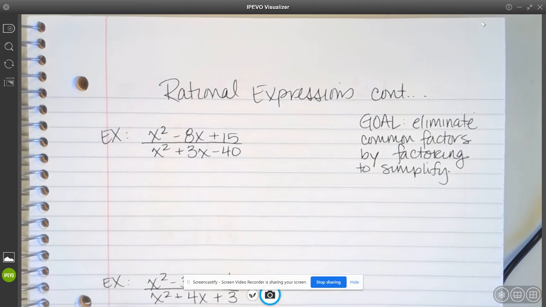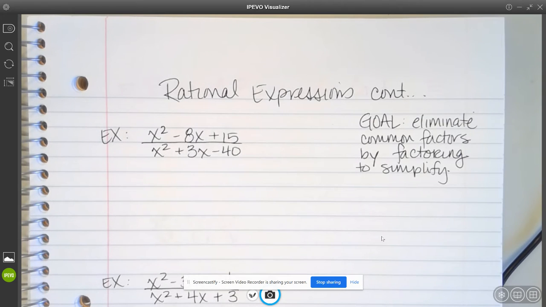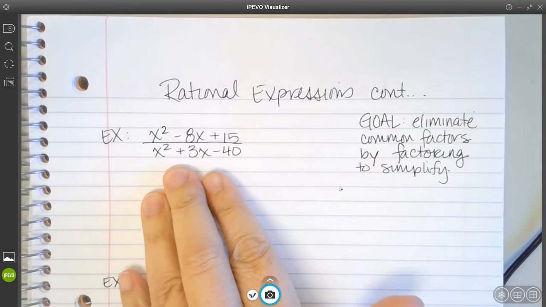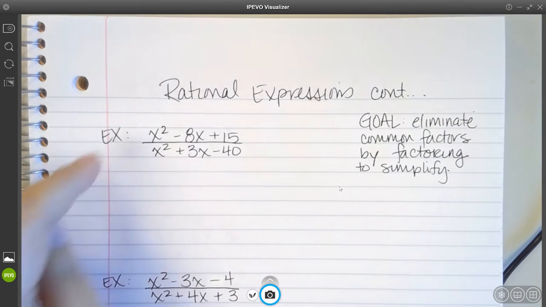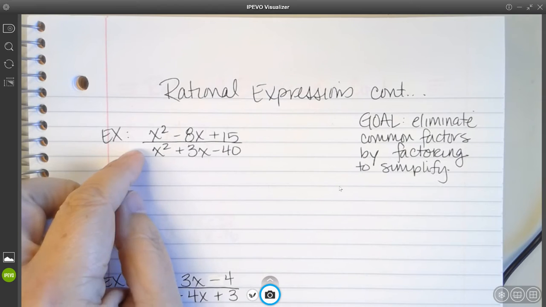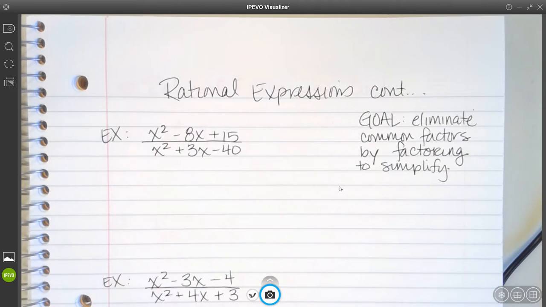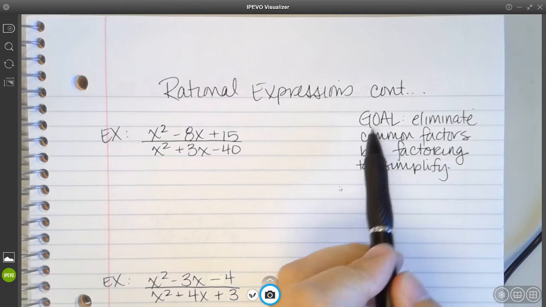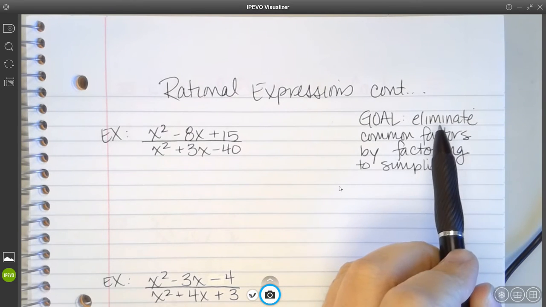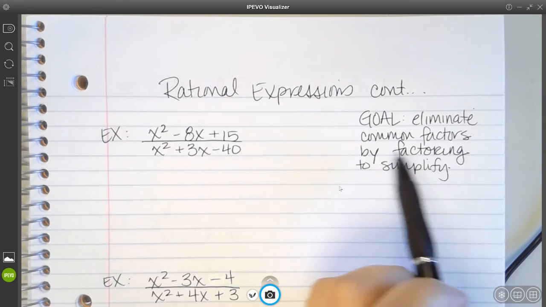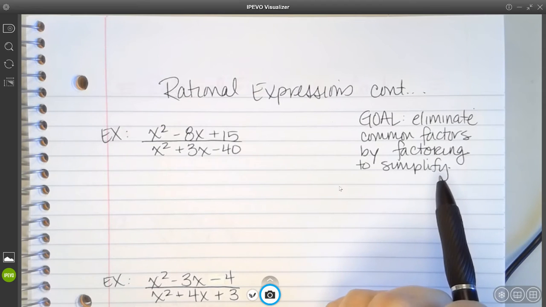Here to rational expressions. All right, so here is our first example of a rational expression. I have a numerator and a denominator that are quadratics in this case, so quadratic functions. And so I need to factor them and then I'm going to simplify them. So here's my goal: my goal is to eliminate common factors by factoring to simplify.